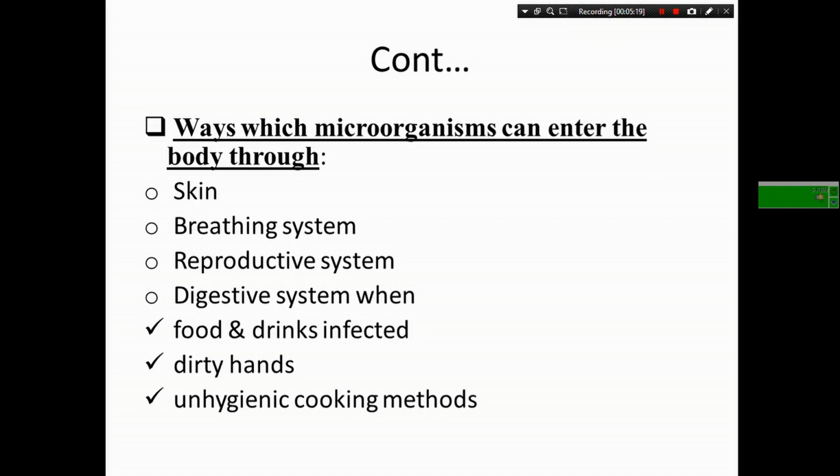So those are places where microorganisms were found, and now how those microorganisms can enter into our body. There are different mechanisms by which microorganisms can enter our body. The first one is through the skin, by penetrating our skin. Second, through the breathing system, when you inhale microbe-containing air from the atmosphere or the environment. The third is through the reproductive system. Again, through the digestive system, when we take in infected foods and drinks, because of dirty hands or unhygienic cooking methods. So those are the main ways in which microorganisms can enter our body.